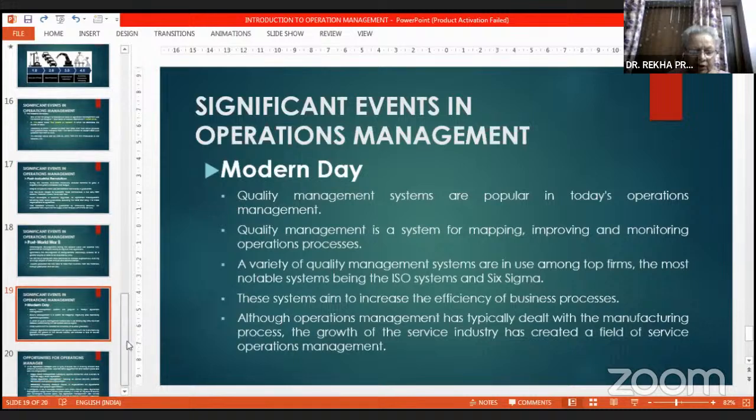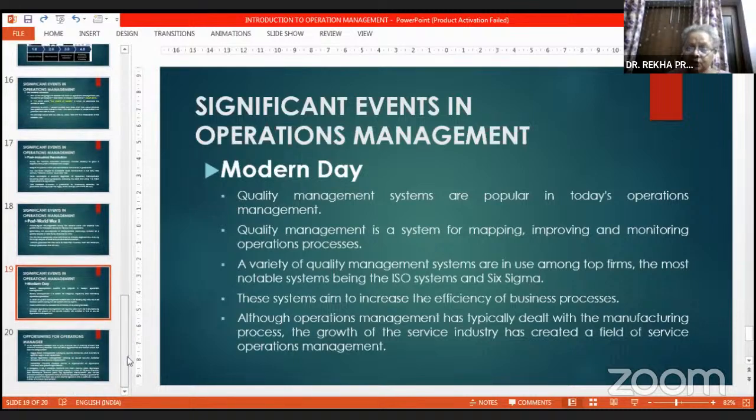So a lot of statistics is being used so that we improve the quality. That is how Japan, which in the early 50s was not known for its quality, is today known for its quality, because it used those statistical tools and techniques to improve its quality.